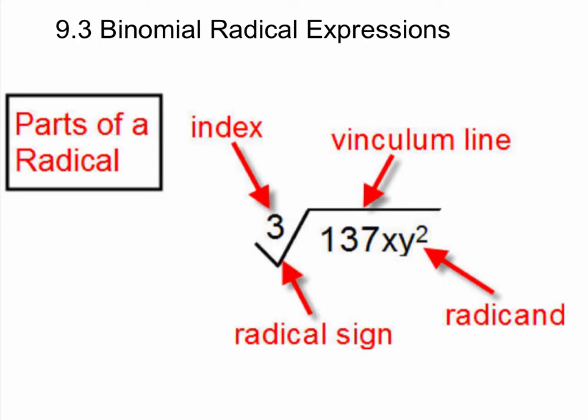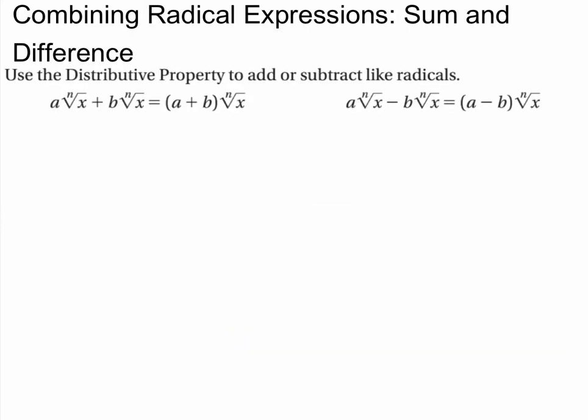Let's look at some binomial and radical expressions. If you have a radical in an equation, then you can use the distributive property, much like you did with any variable. So if I have a times the nth root of x plus b times the nth root of x, I can factor those out, and this will be left with a plus b. And it doesn't matter whether that's a plus sign or a minus sign. The trick is these have to be the same root.